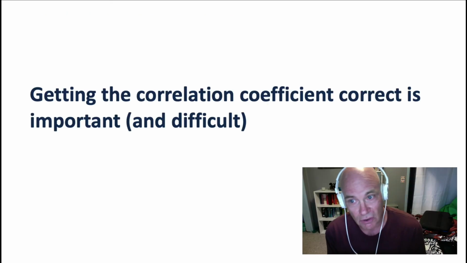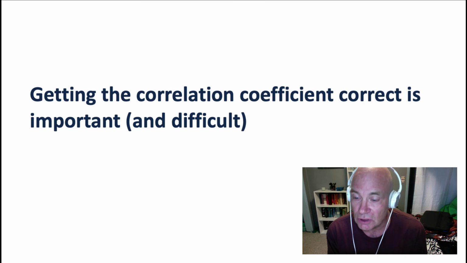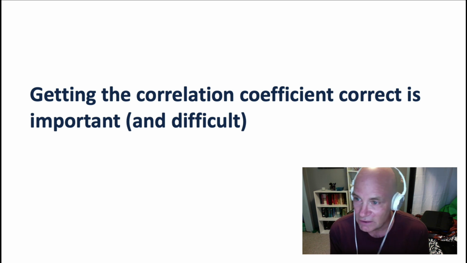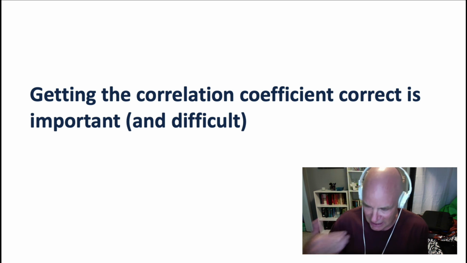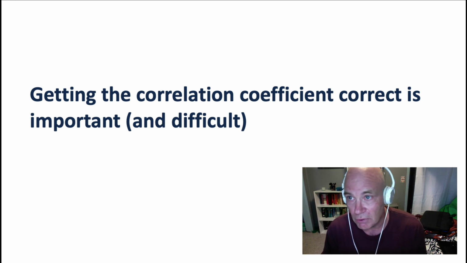All right, getting the correlation coefficient correct is important and often difficult. Often those correlation coefficients are estimated wrong. Much of the 2008 financial crisis involved mortgage portfolios that had a much, much lower estimate of the correlation coefficient than actually happened. In any case, the correlation coefficient is a very important part of our portfolio problem.